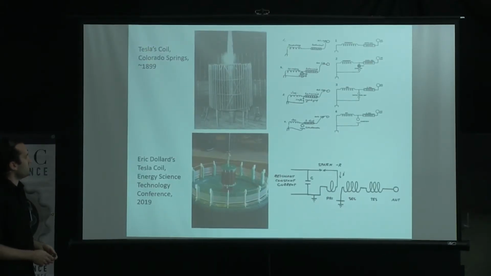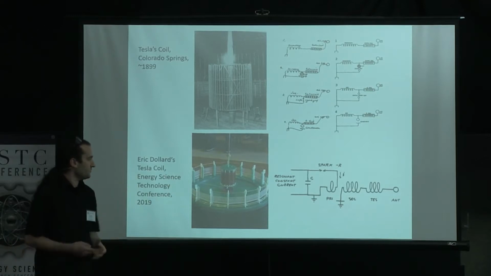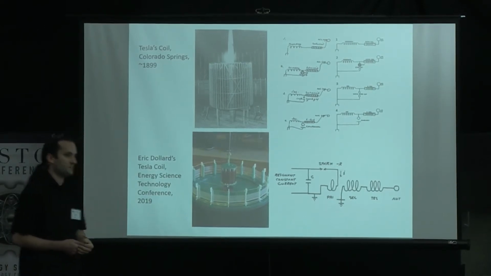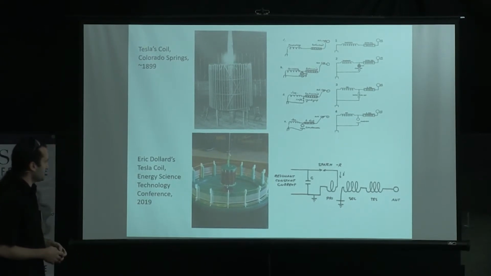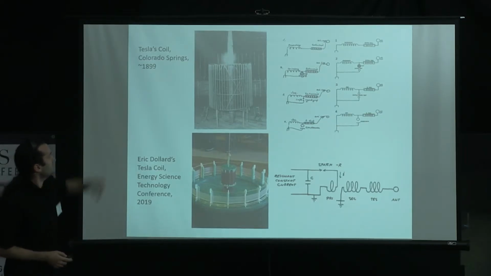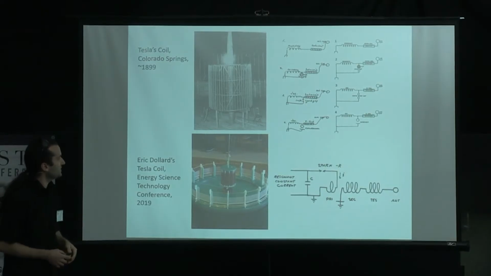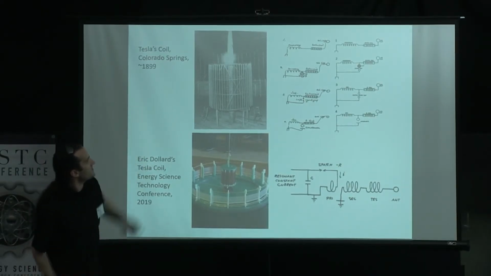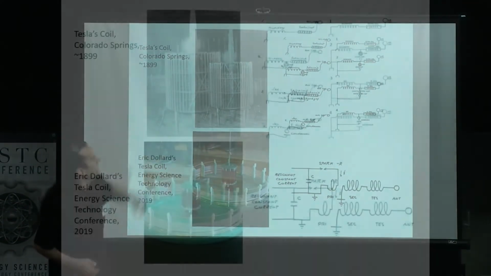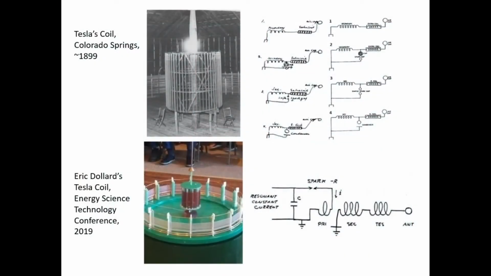So this is the Tesla coil, the Colorado Springs replica from 2019 that was presented at the other Energy Science Conference. And we compare Tesla's original coil with what was presented there from Eric Dollard. It's difficult to see in the schematics, but on the very top right was Tesla's notebook schematic of what he was building. The primary is omitted, and there's the secondary coil and the extra coil and the antenna or dielectric lead on the end.